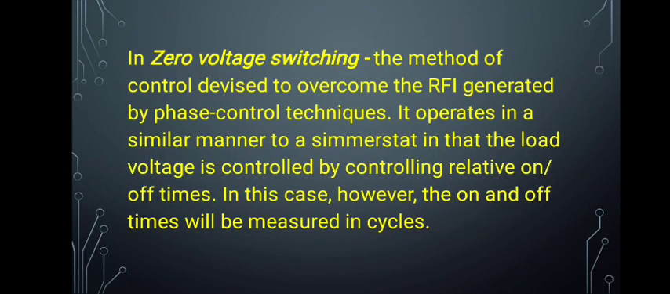In zero voltage switching, the method of control is to overcome the RFI generated by phase control techniques. It operates in a similar manner to a thermostat in that the load voltage is controlled by controlling relative on or off times. In this case, however, the on and off times will be measured in cycles.